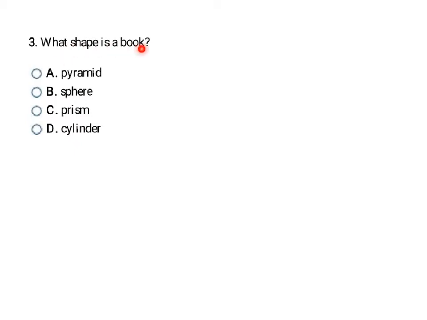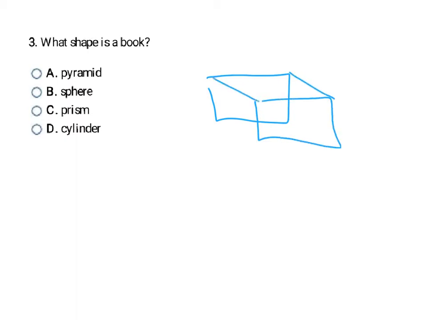Number 3 asks, what is the shape of a book? Well, if I think of a book, it kind of looks like this. And so that means I have 2 rectangles being connected by 4 rectangles along the sides. So a book is going to be a prism, which is going to make my final answer for 3C.